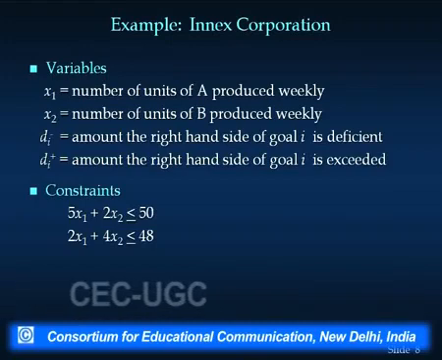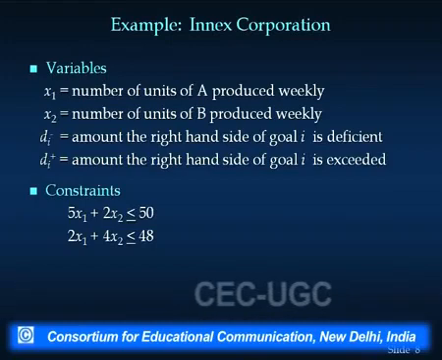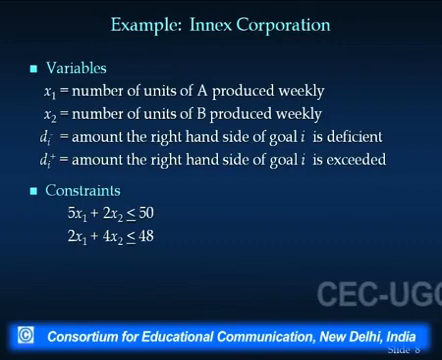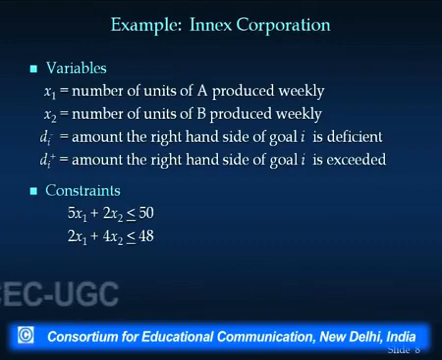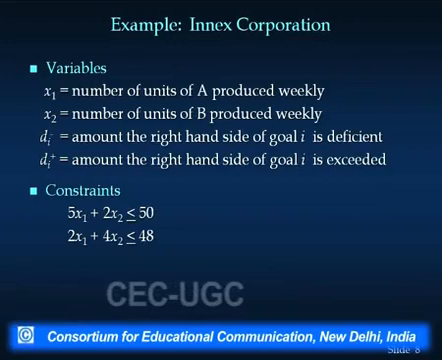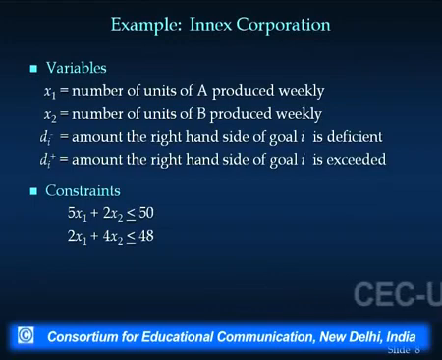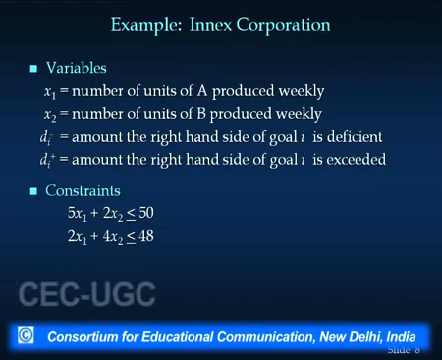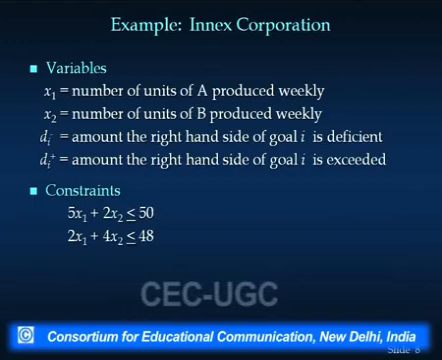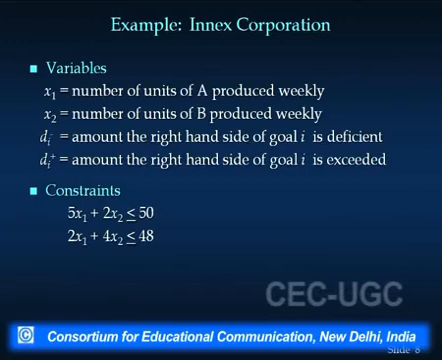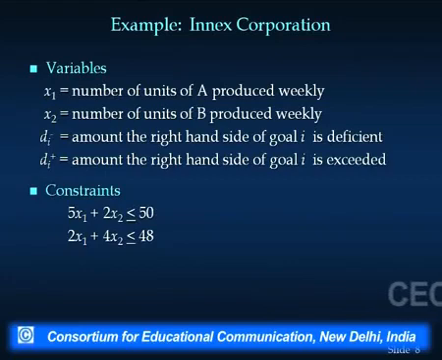And the regular constraints of the simple linear programming problem are 5x1 plus 2x2 less than or equal to 50. These are the number of hours available on machine 1, and similarly 2x1 plus 4x2 is less than or equal to 48. Again, the number of hours available on machine 2. 2 machines are required to manufacture these products.